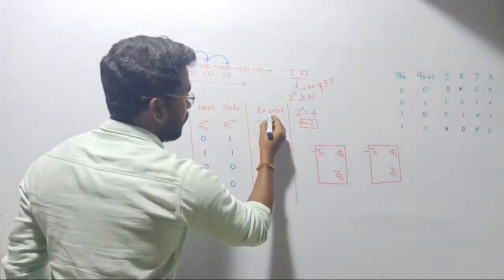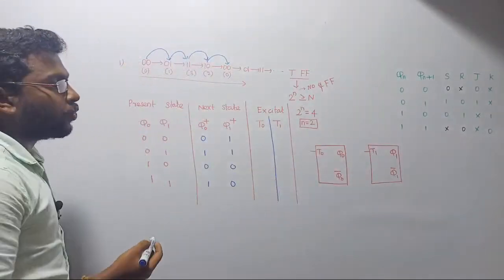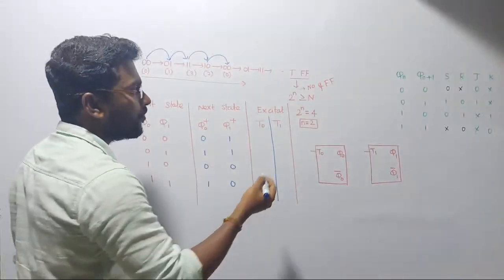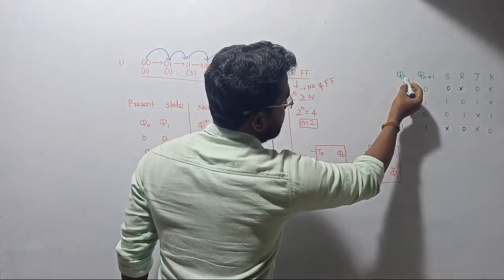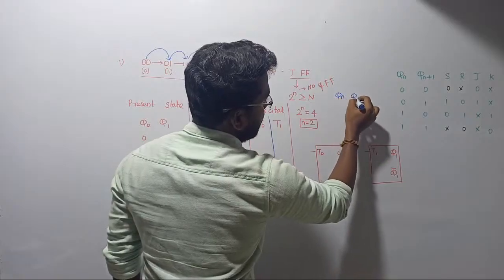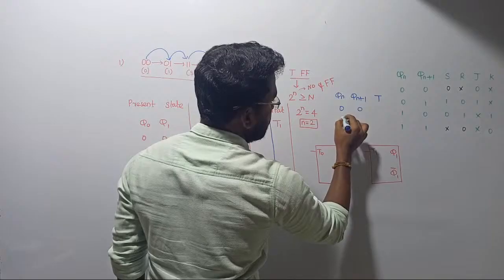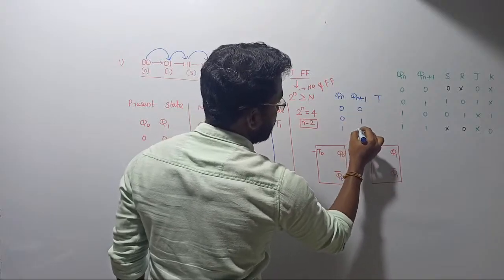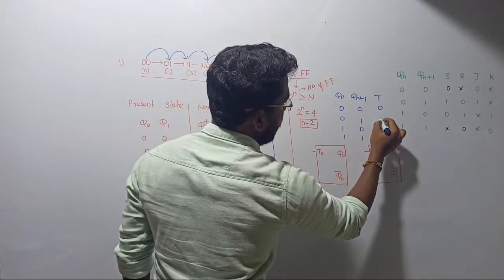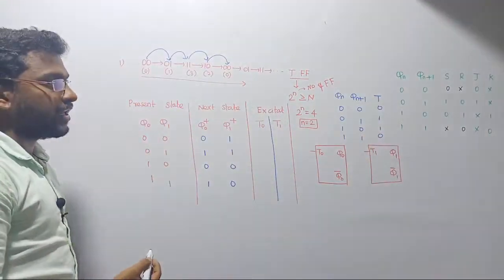The excitation table, we all know the flip-flop, that is a T flip-flop excitation table, right? Now what is the excitation table for the T flip-flop? Let me write it here. See there guys, there are 4 possibilities. The T flip-flop excitation table can be written as Qn, Qn plus 1, and T: 0 0 0, 0 1 1, 1 0 1, 1 1 0, correct? This is the excitation table for the T flip-flop, right?